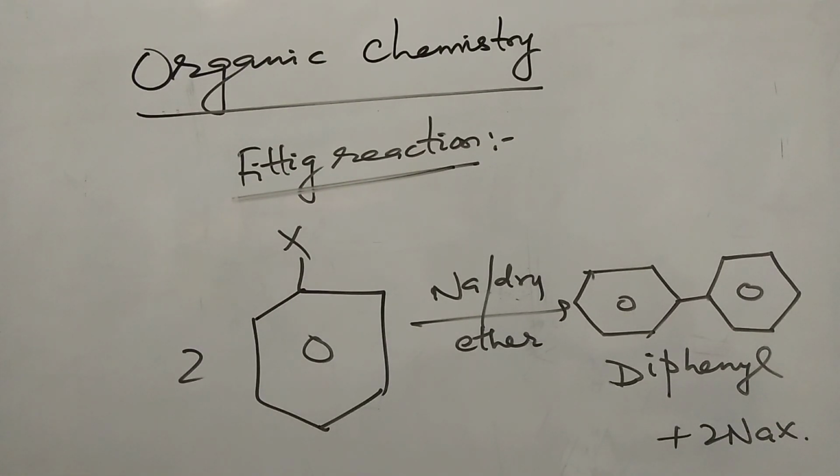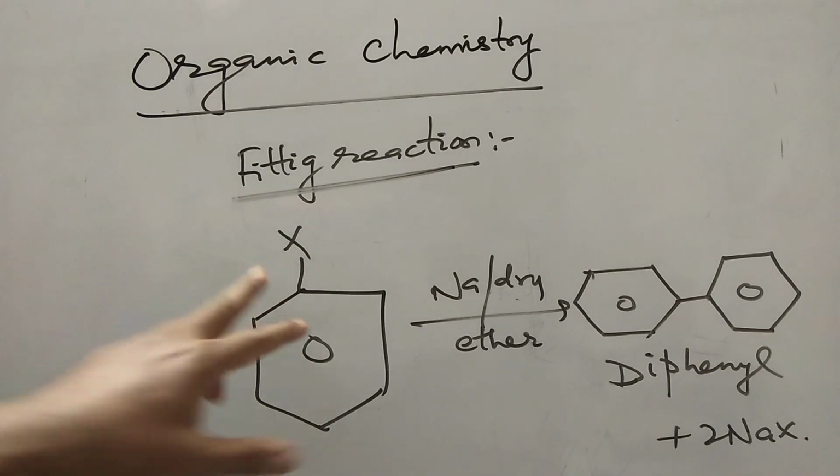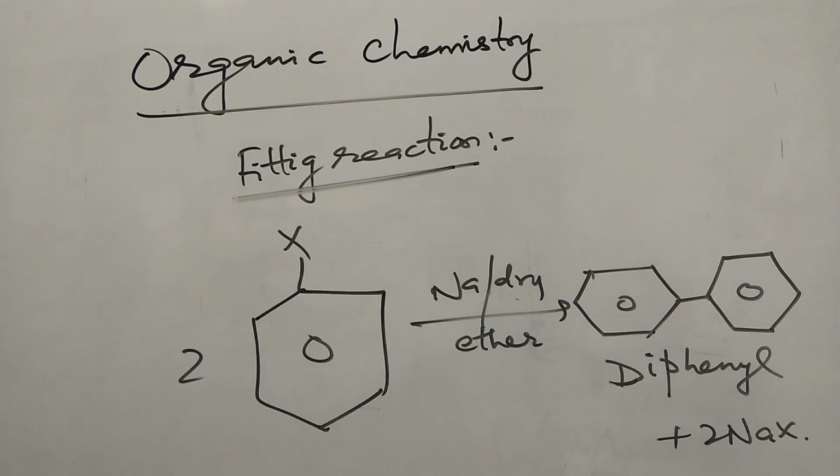When 2 moles of haloarene is treated with sodium in presence of dry ether, it forms diphenyl with the release of 2 moles of sodium halide. So this is the method of preparation of diphenyl, also called phenylbenzene.